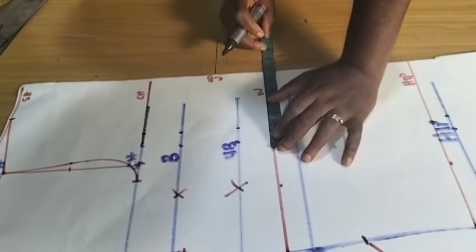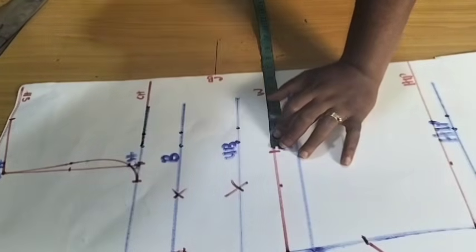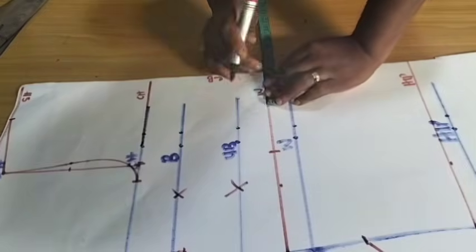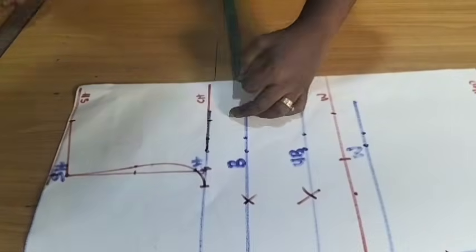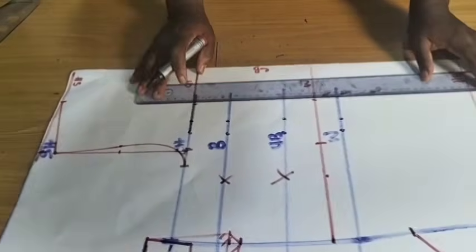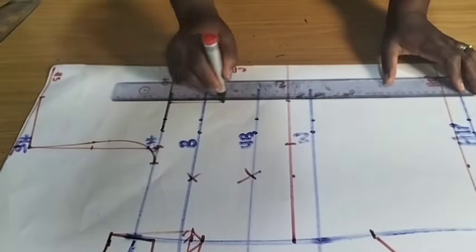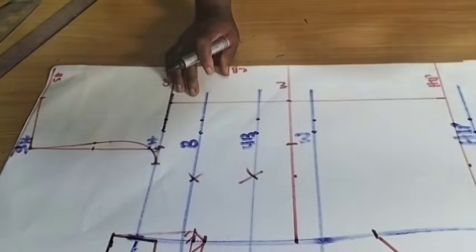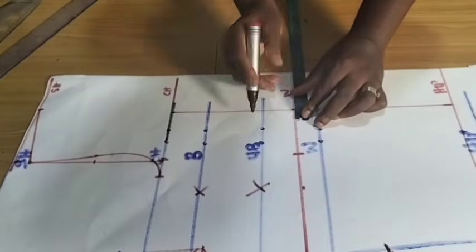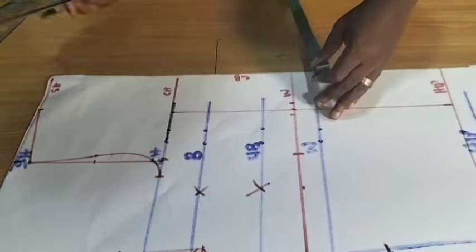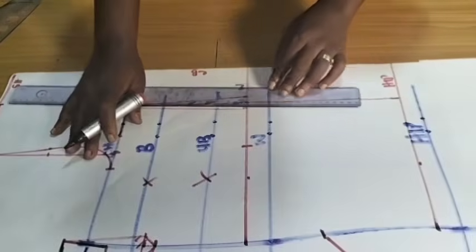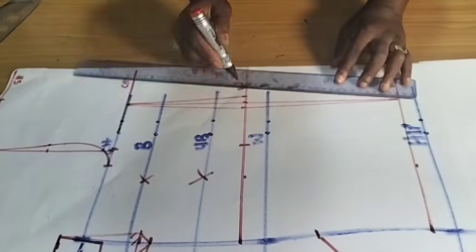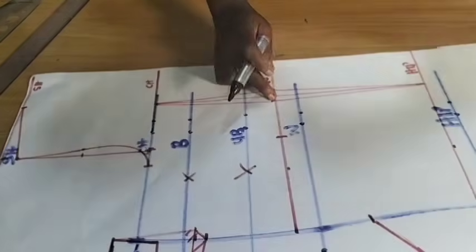Next, we'll go over to the waistline. Measure your waist circumference, divide by 4 and mark. Find the midpoint of your waist circumference. Whatever you have as half, mark it on the chest line. Use it to connect your dart leg for the back all the way to the hip line. On the waistline, you share your dart half, which is 1 inch. Connect your dart from the chest line to the hip line.